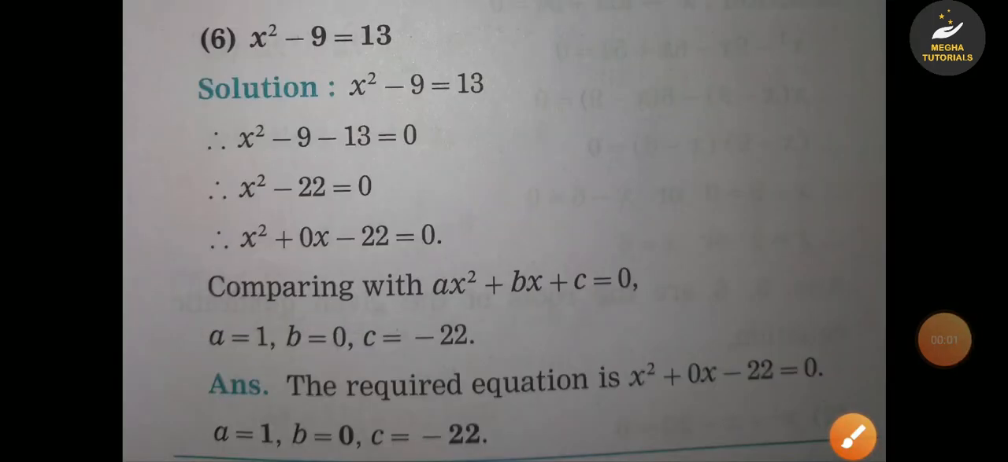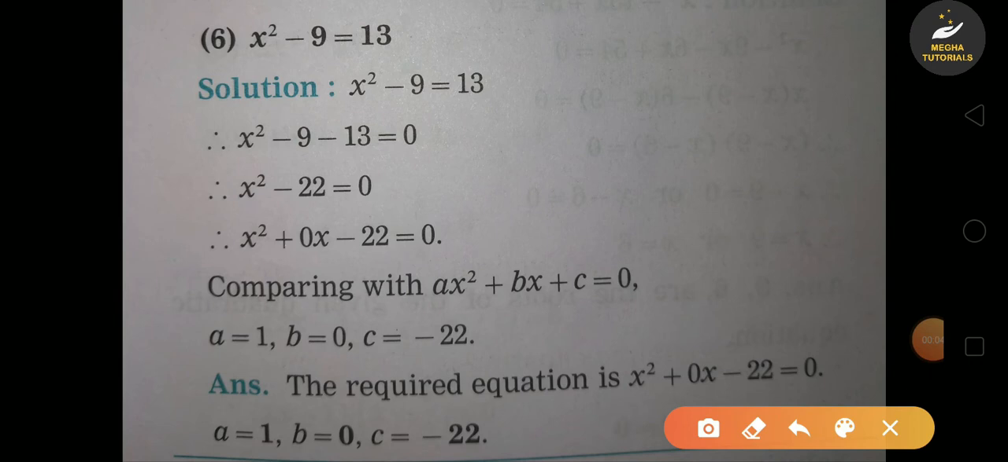Question 6. x square minus 9 is equal to 13. So we can transpose 13 to the left hand side. So we'll get x square minus 9 minus 13 is equal to 0. 9 and 13 are like terms, so x square minus 22 is equal to 0.